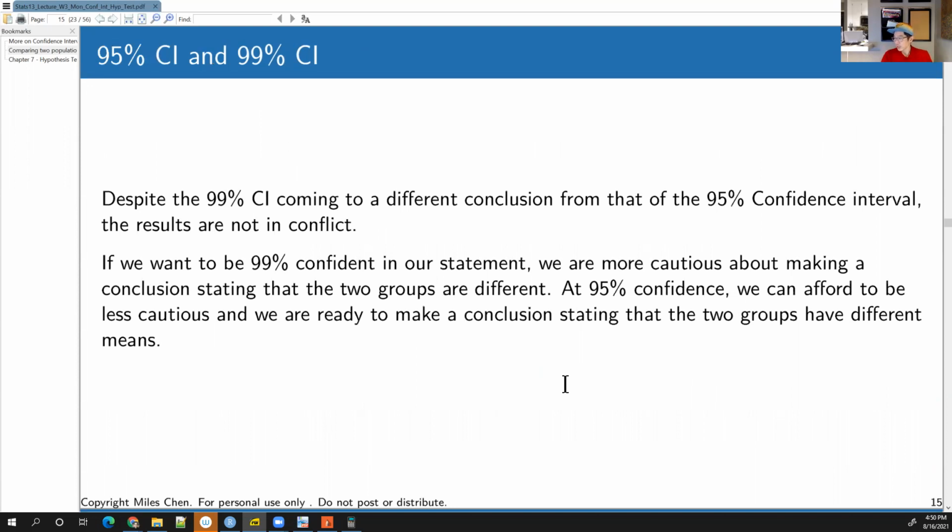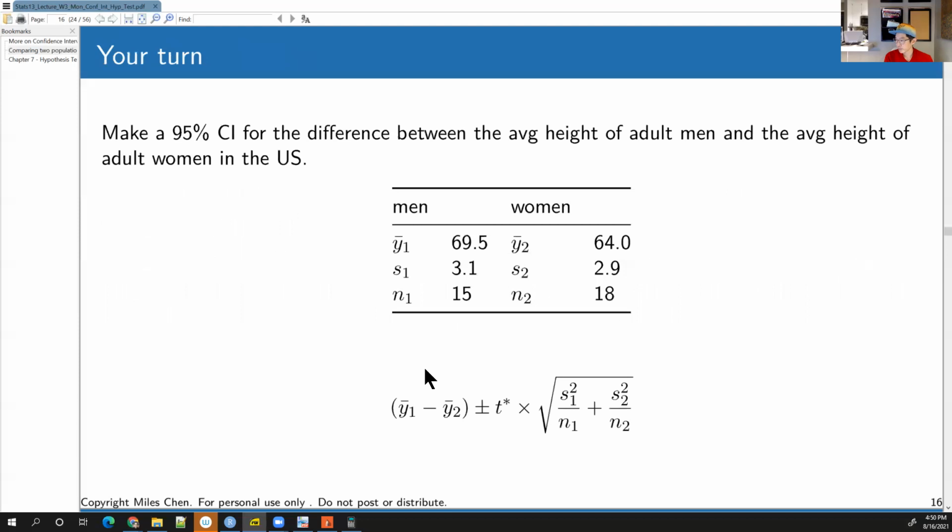Okay, so I think I've already talked about this, right? Despite the 99% confidence interval coming to a different conclusion from the 95% confidence interval, the results are not in conflict. If we want to be 99% confident in our statement, we're more cautious about making any kind of conclusion that says that the two groups are different, right? At 95% confidence, we can be a little bit less cautious, and we're ready to make a conclusion to say that the two groups are different.